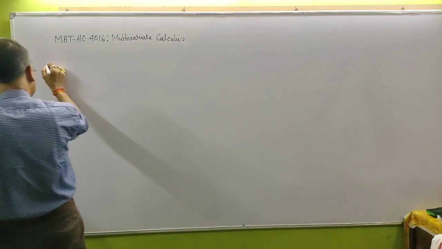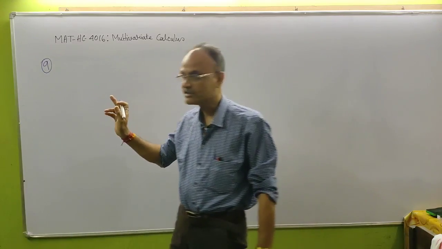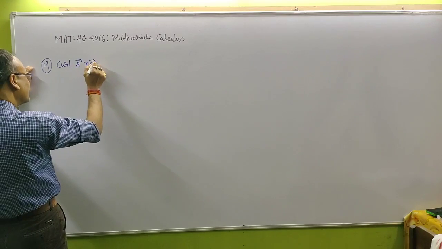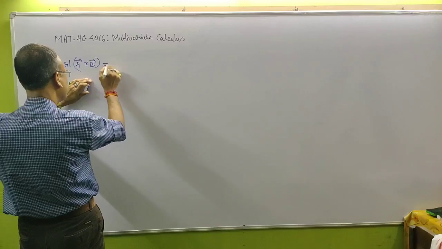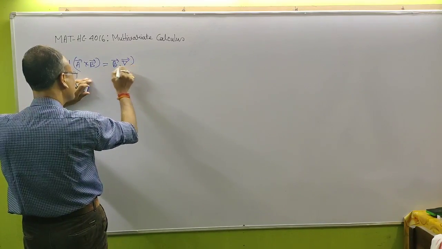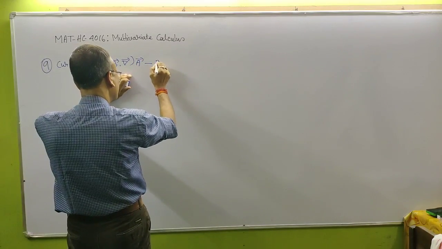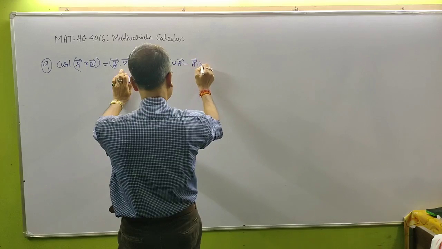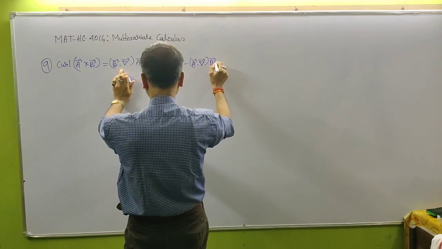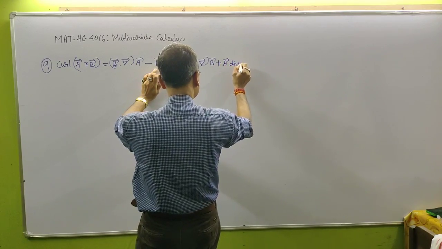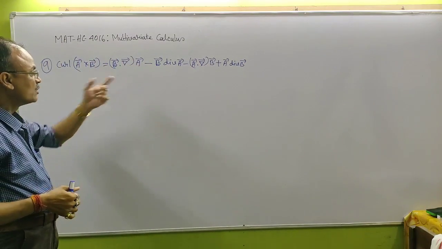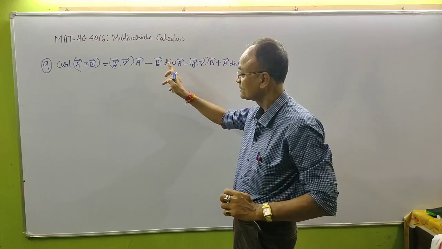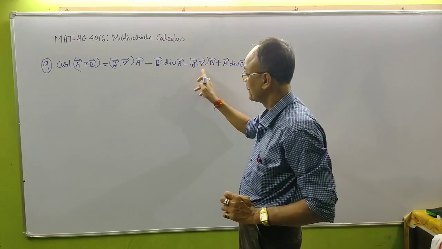Let us try to solve identity number 9, which is curl of A cross B. Curl of A cross B is equal to B vector dot nabla A minus B divergence of A vector minus A dot nabla B plus A divergence of B vector. We are going to prove this one.